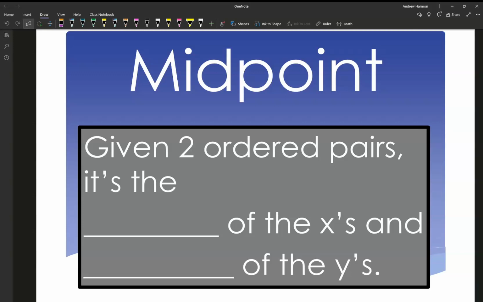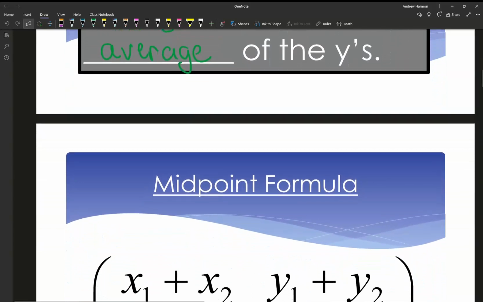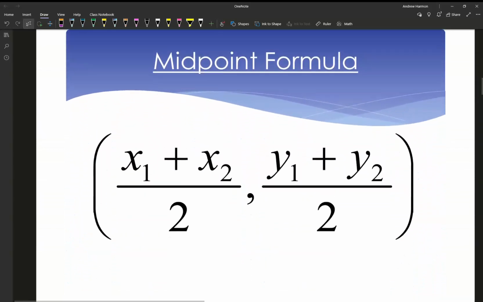When we look at midpoint, we're trying to just find the middle point of the line. So to find the midpoint, we're going to find an ordered pair that gives us the average of the x values and the average of the y values. So thinking about this, let's look at the equation for midpoint. This is the equation for midpoint.